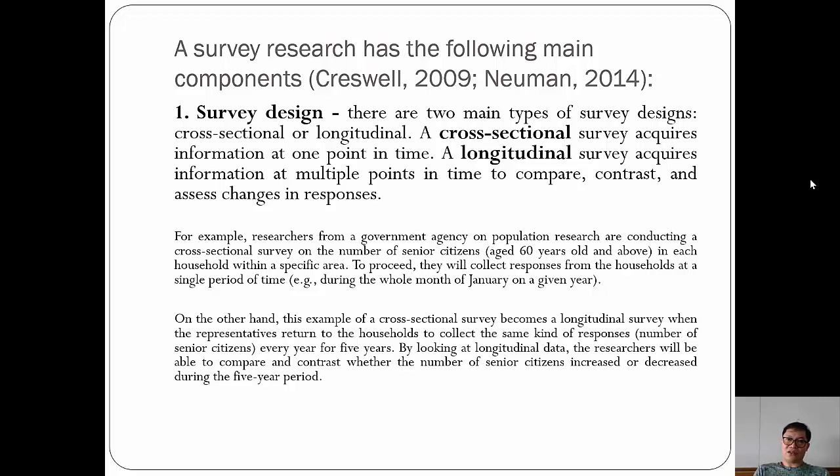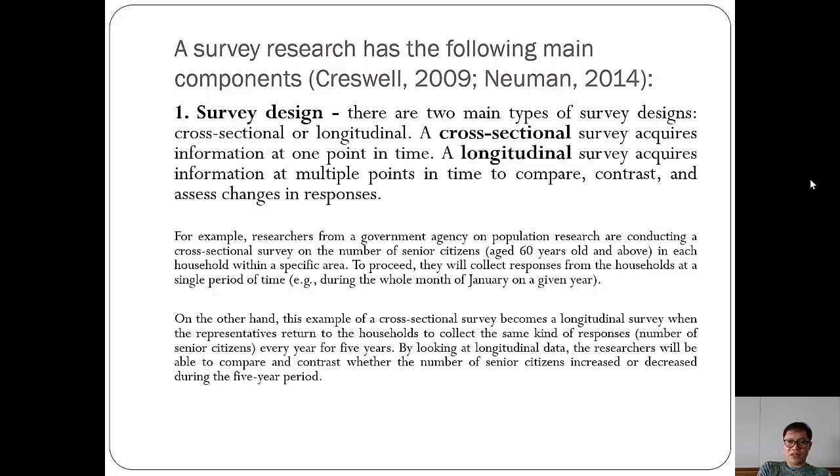So, if you have cross-sectional, it is only at that one time. Okay? During that year, January of a given year. Only the month of January, or the month of February. So they gather that information based on the months. Longitudinal, it depends upon what type of survey you are conducting.